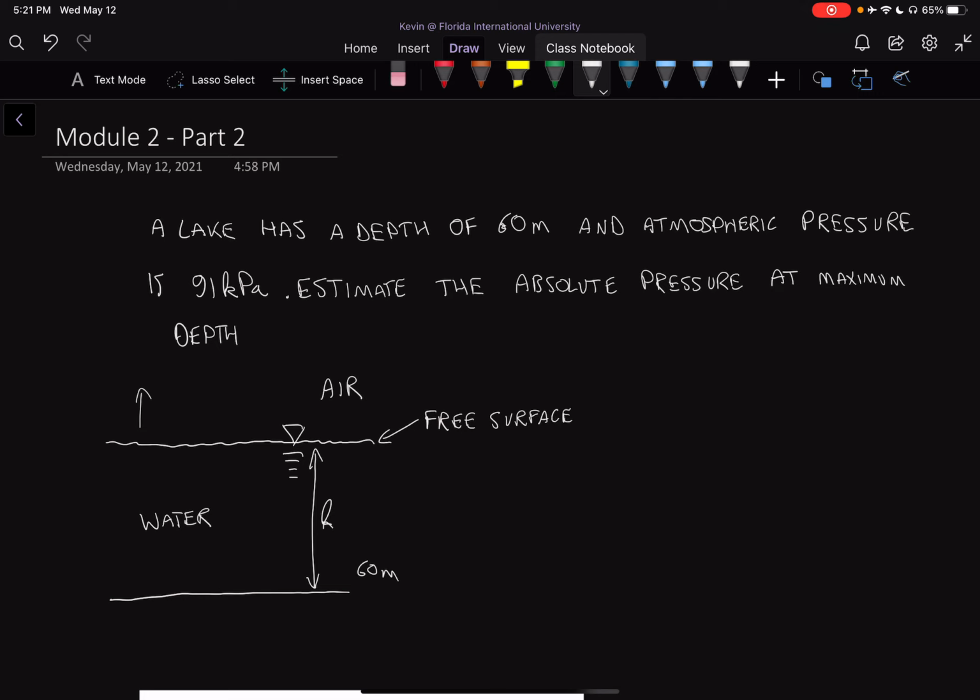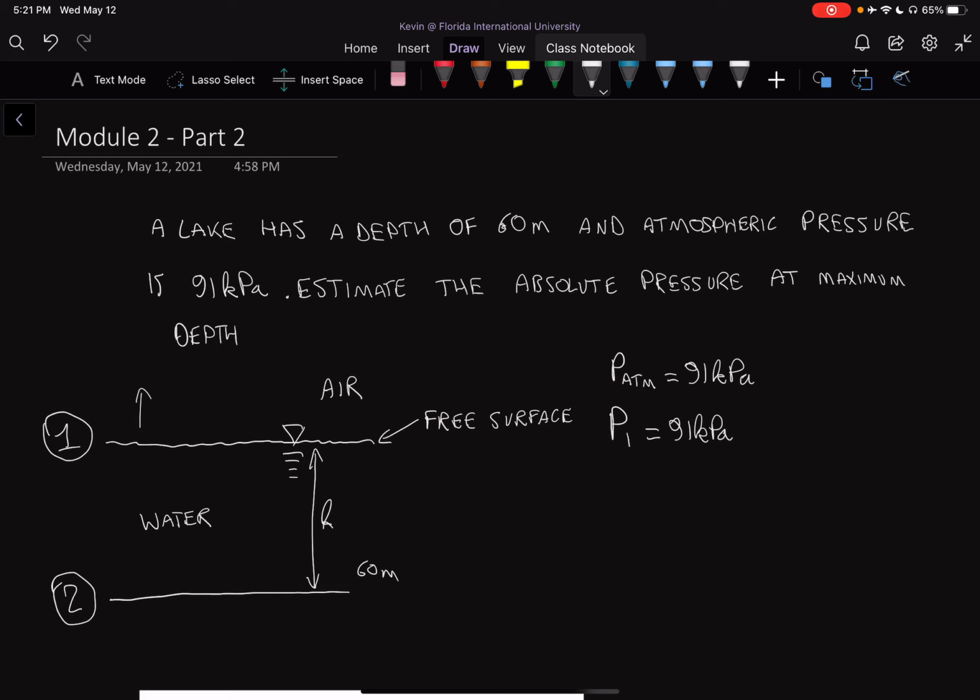And we're told that we have an atmospheric pressure of 91 kilopascals. So pressure atmospheric is equal to 91 kilopascals. That means that at this free surface, we actually have 91 kilopascals of pressure. So if we put a little 1 here and a little number 2 to determine our 2 points in our system, we can say the pressure at 1 is equal to 91 kilopascals, because at the surface, the pressure of the water is equal to the pressure of the air.